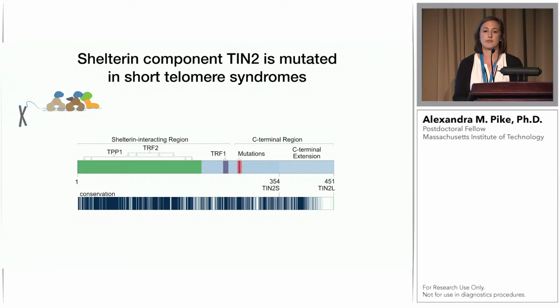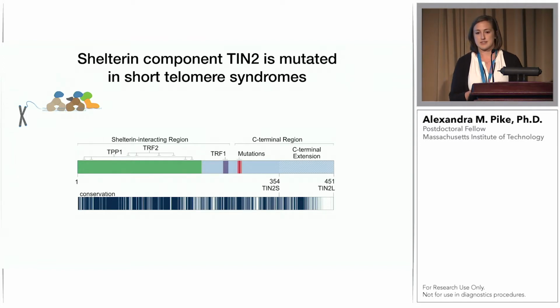This is a schematic of the TIN2 protein, and below it is conservation across the amino acids. I like to think of TIN2 as being divided into two regions. The N-terminus has all of the Shelterin interacting regions, where it binds TRF1, TRF2, and TPP1. Just outside of the Shelterin interacting region, we have the cluster where all of the patient mutations fall. That's in a conserved domain of unknown function. We have no idea what it's doing.